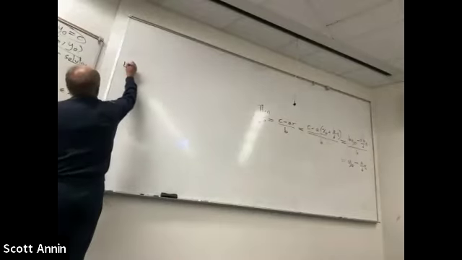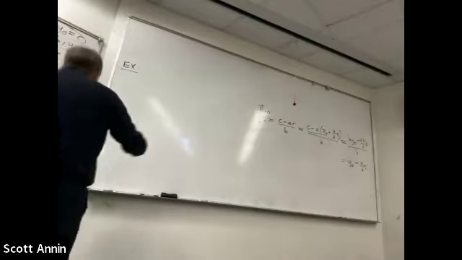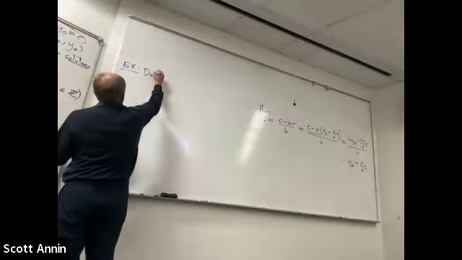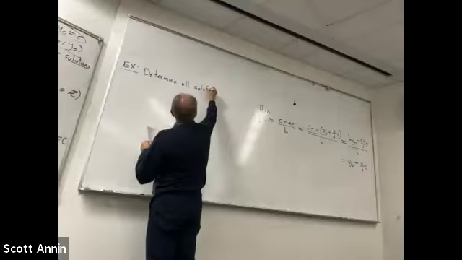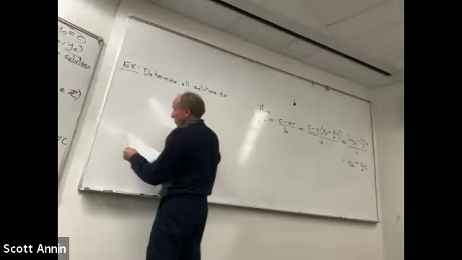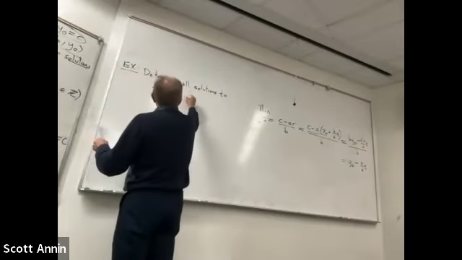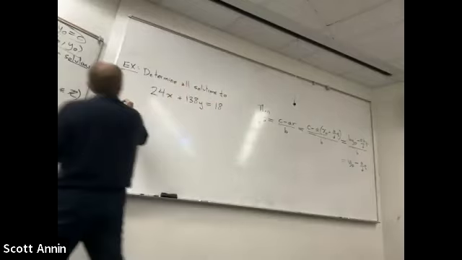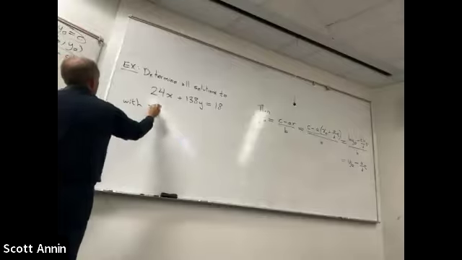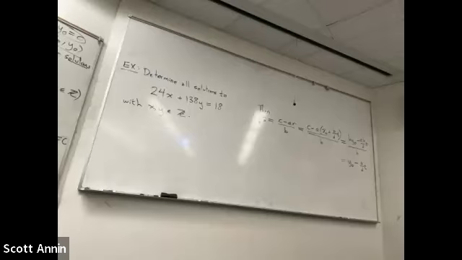Okay, let's try an example. It'll obviously be interesting if there are actually solutions to find. So determine all solutions to 24x plus 138y equals 18, with x and y living as integers. So try to find all of the integer valued solutions.